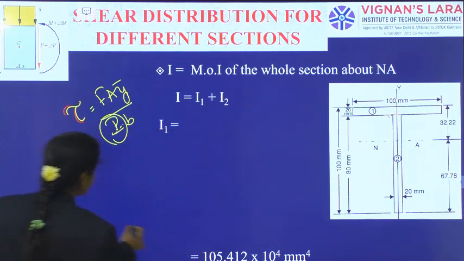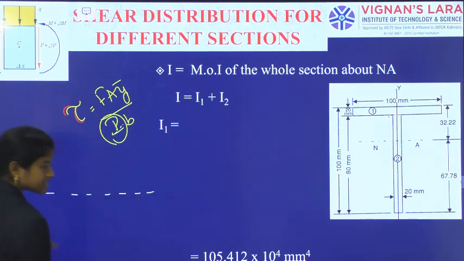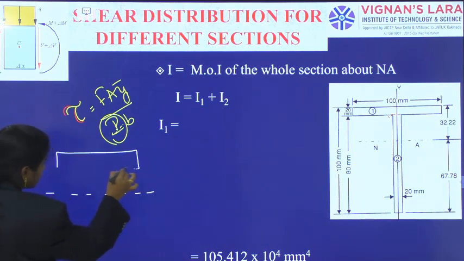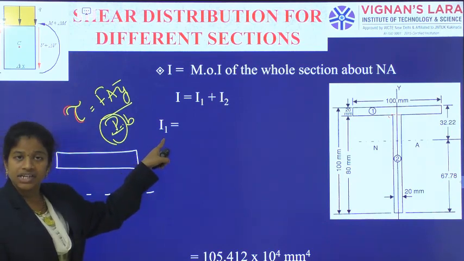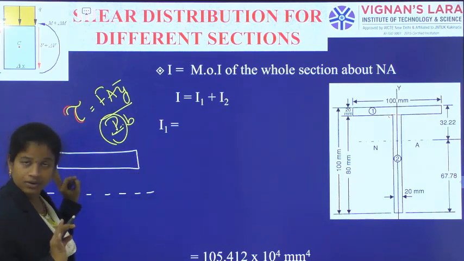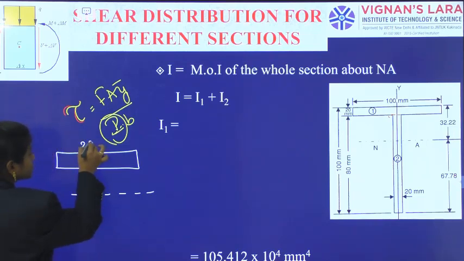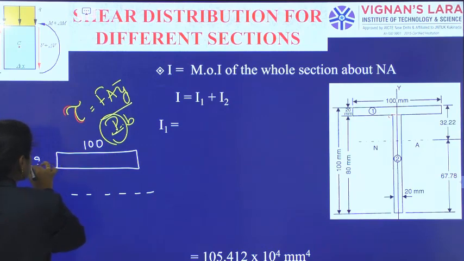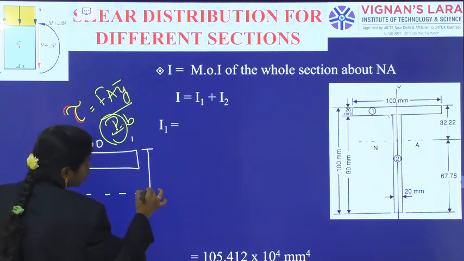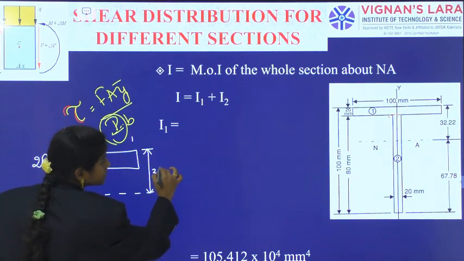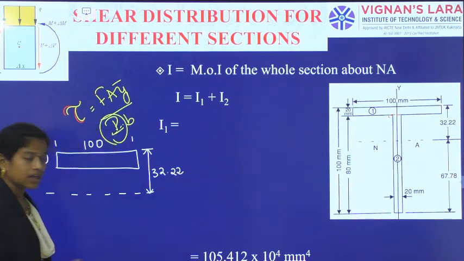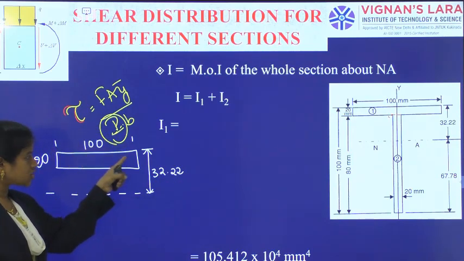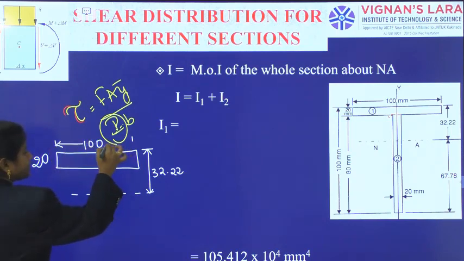I1 is equal to, when you see, the neutral axis line is like this and the top flange is like this, because I am calculating the moment of inertia about the first part only. This dimension is 100 and this dimension is 20 mm. And from the top to the neutral axis, we already know the value, that is 32.22.